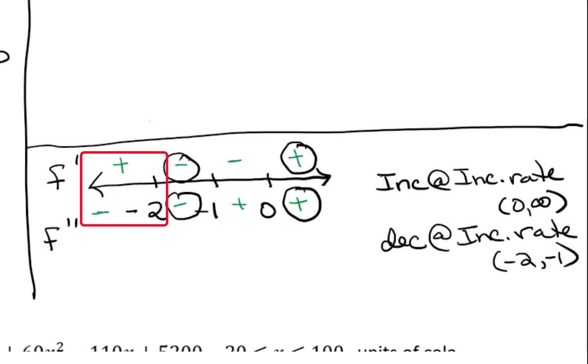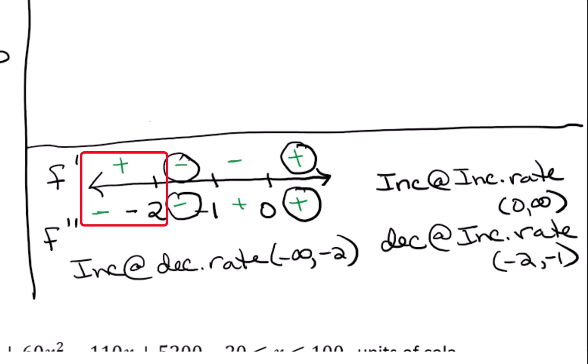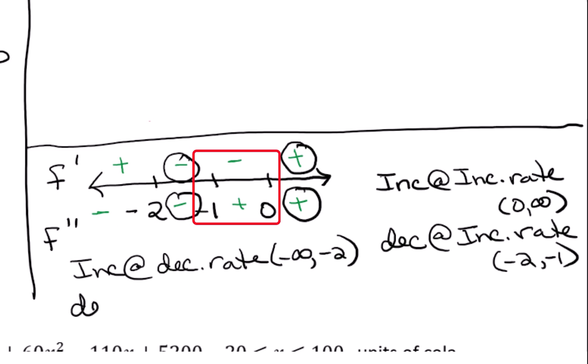Now here on the left, our first derivative is positive, so it's increasing. But our second derivative has a different sign. So it's increasing at a decreasing rate between negative infinity and negative 2. And our third interval there, our function is decreasing at a decreasing rate between negative 1 and 0.